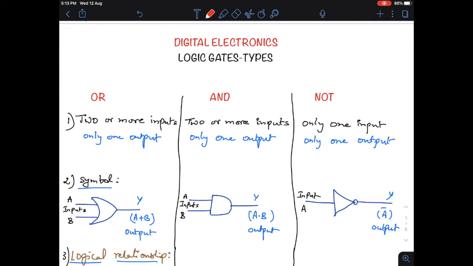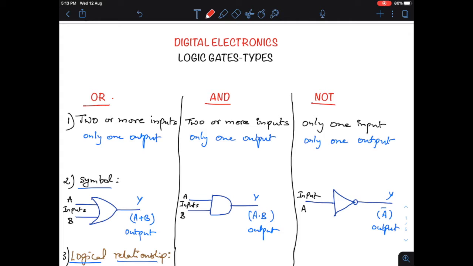In this video, we are going to discuss different types of logic gates. First, we are going to discuss the basic logic gates. There are three different types: OR gate, AND gate, NOT gate. Basically, a gate is a digital circuit which can be designed with semiconductor devices like diodes.